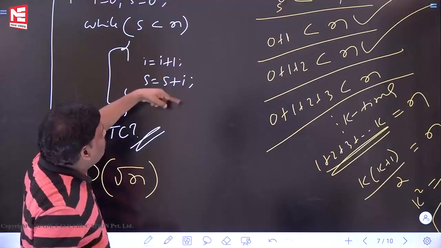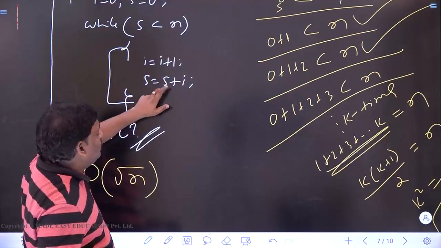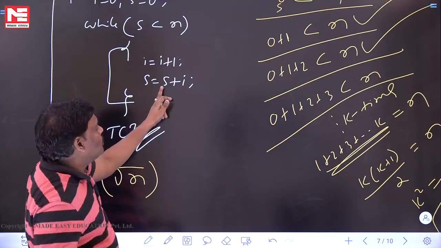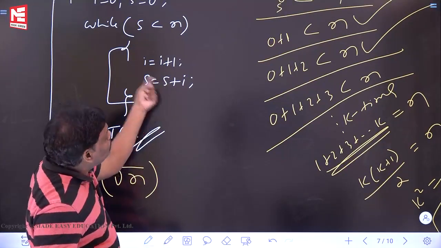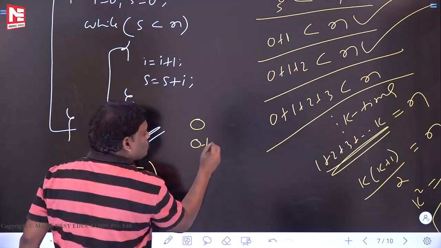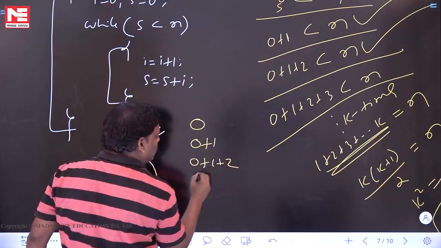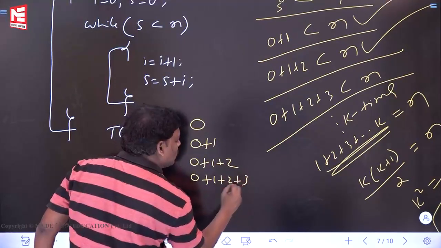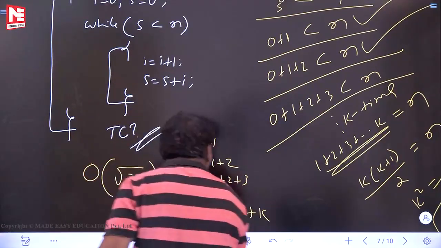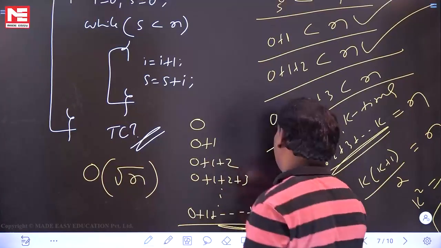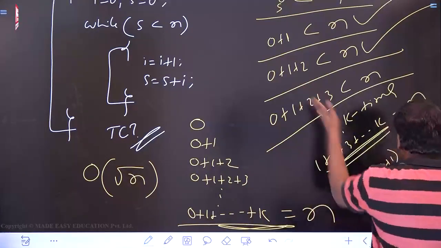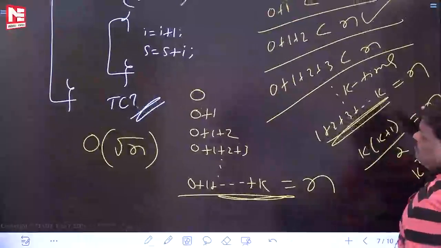So every time it is plus I. Initially I value is 0, s value is 0. After coming inside, I value is 1. So 0 plus 1. Next, whatever is there plus I again. Next, 0 plus 1 plus 2. Next, 0 plus 1 plus 2 plus 3. It will continue. How many times? 0 plus 1 plus 2 and so on, k times. After doing k times, why did you stop? This is equal to n. After doing k times, this total sum becomes n. Then if I calculate, I get to know k value becomes root n.